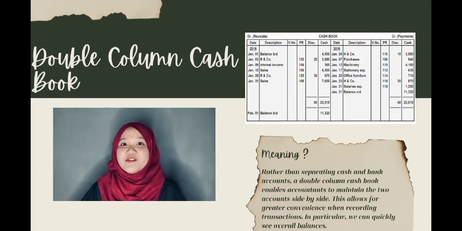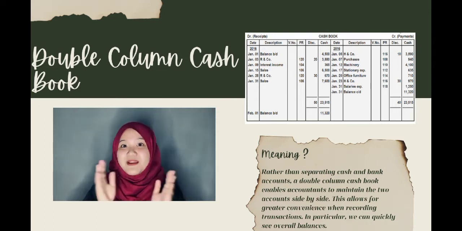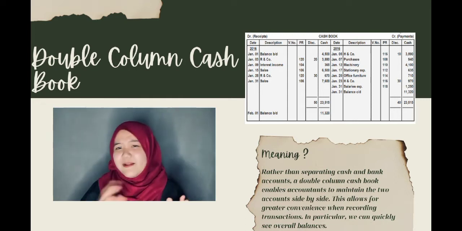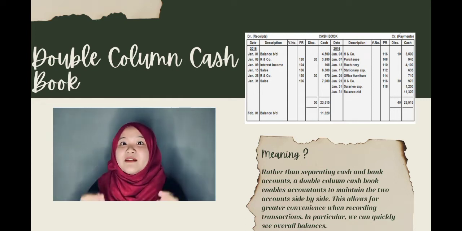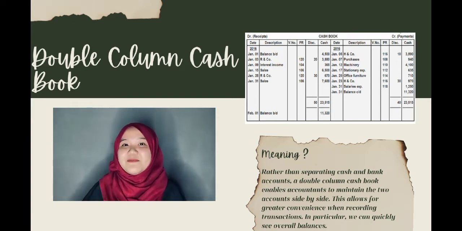A double column cash book, also known as a two-column cash book, consists of two columns on each side to record cash and bank transactions. Rather than separating cash and bank accounts, a double column cash book enables accountants to maintain the two accounts side by side. This allows for greater convenience when recording transactions. In particular, we can quickly see the overall balances. Simply by adding a bank column to both sides of a single column cash book, we can turn it into a double column cash book.